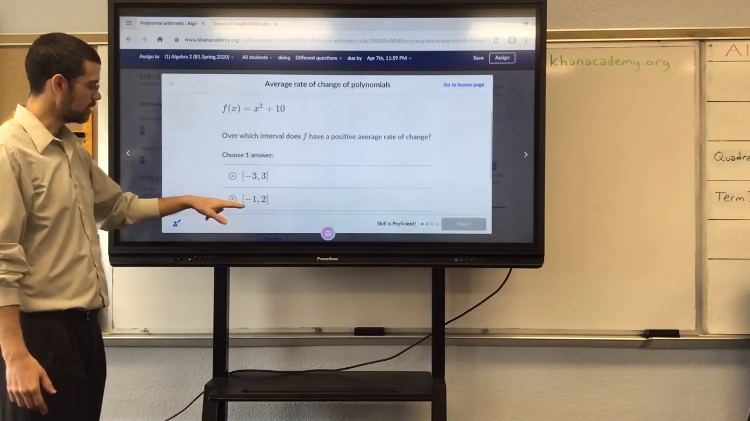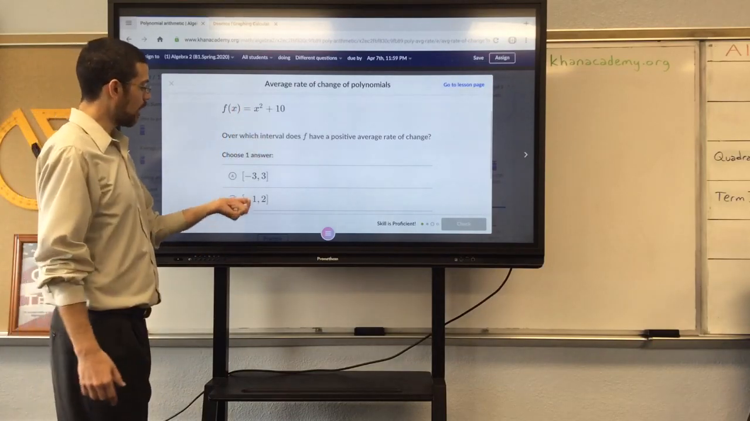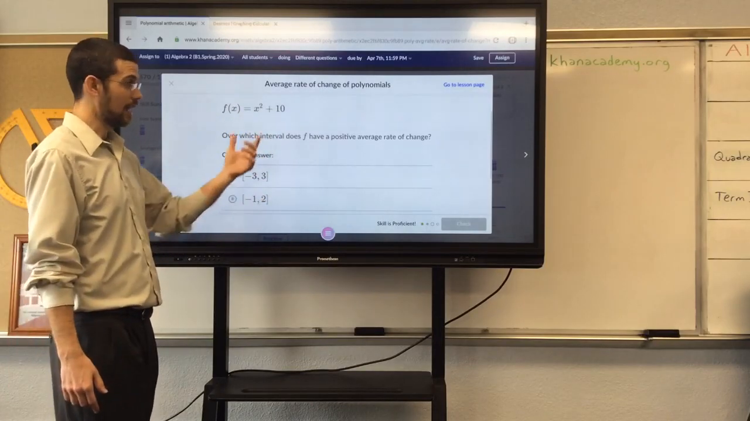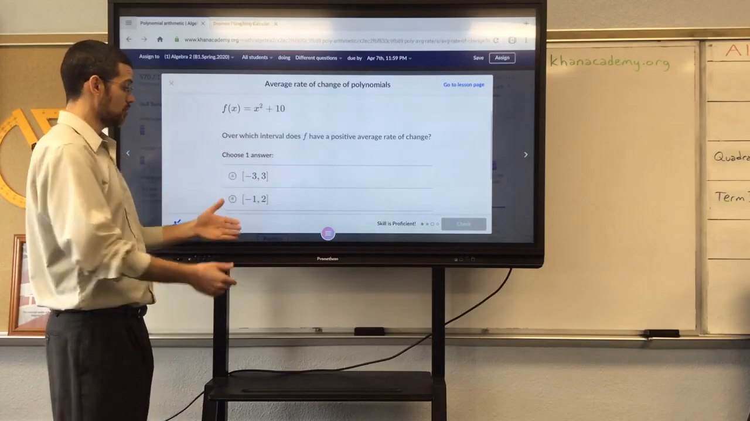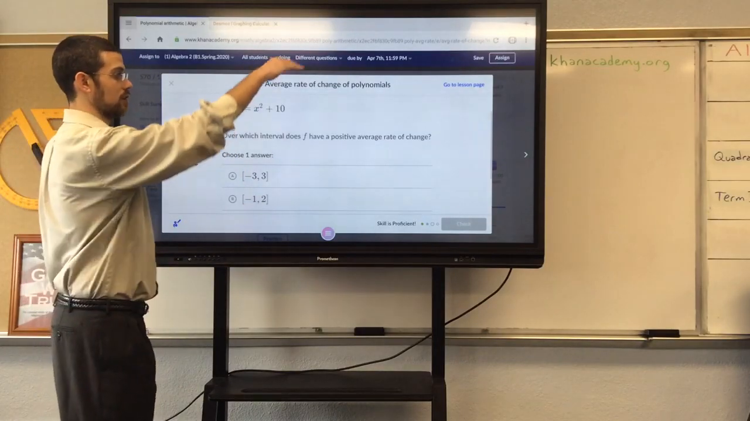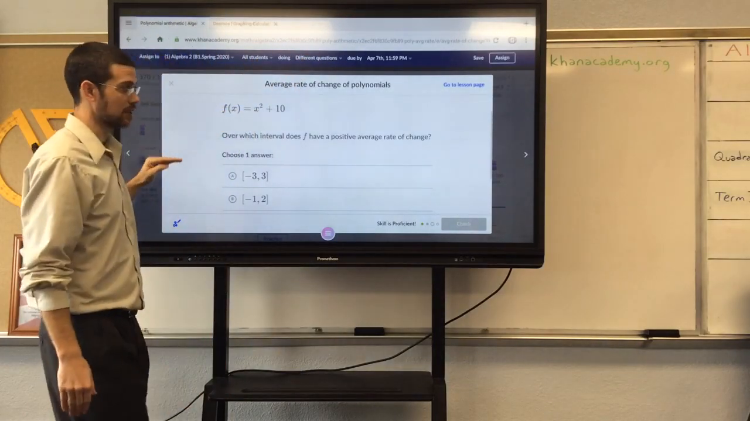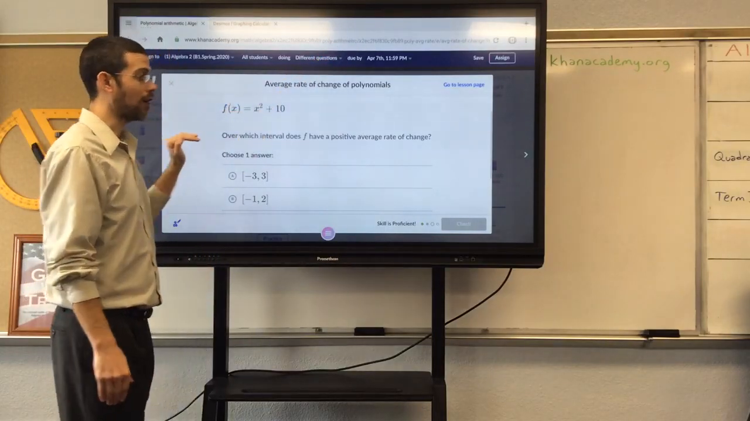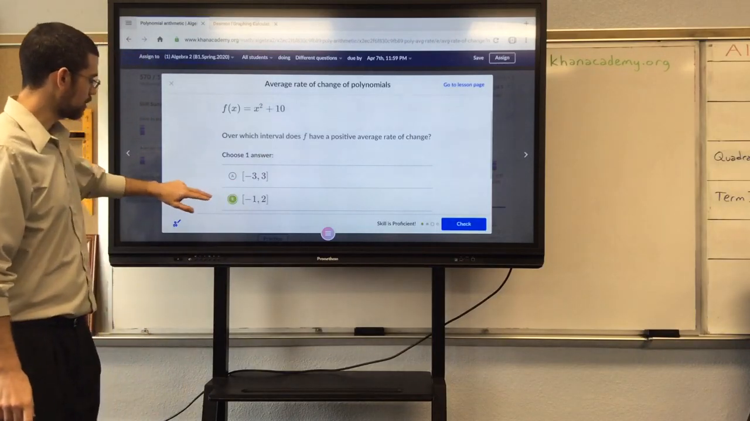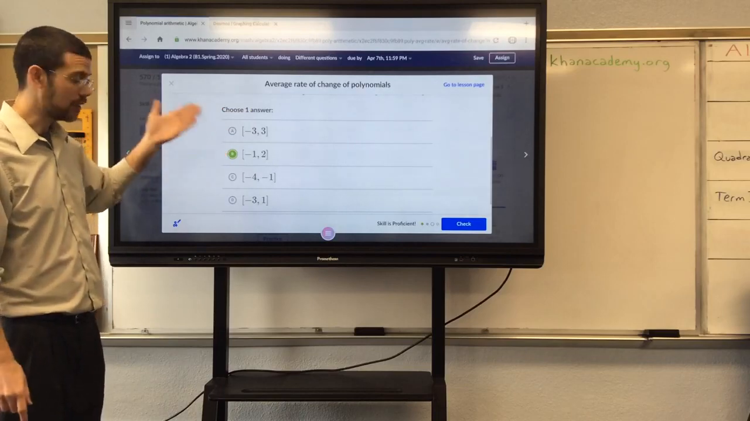Look at the second interval, from negative 1 to positive 2. If I square 1 and add it to 10, I'll be at 11. If I square 2 and add it to 10, I'll be at something greater. So my point on the left side had a lower y value than my point on the right side, which means I'm going up between those 2 points. That's a positive slope, or a positive average rate of change. So this one is correct. They say I should only choose one answer, so if I did that right, that will be true.